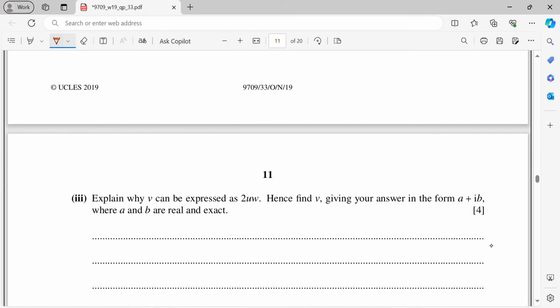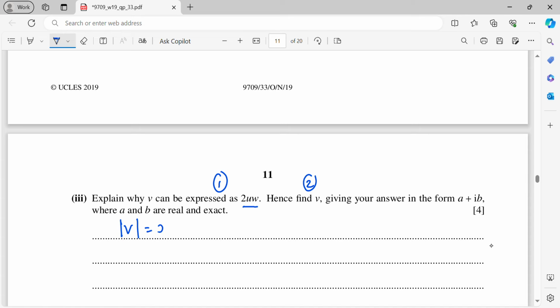Now part 3, explain why V can be expressed as 2UW. This is the first part. Hence, find V, giving your answer in the form A plus iB, where A and B are real and exact. So from here we know that the magnitude of V is 2 times the magnitude of U. The magnitude of W is 1 in the previous part. So therefore, the magnitude of V equals 2 times the magnitude of U times the magnitude of W.